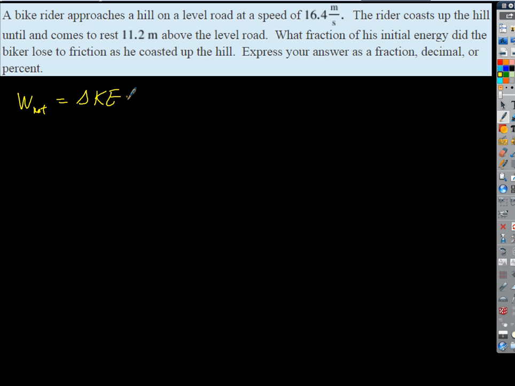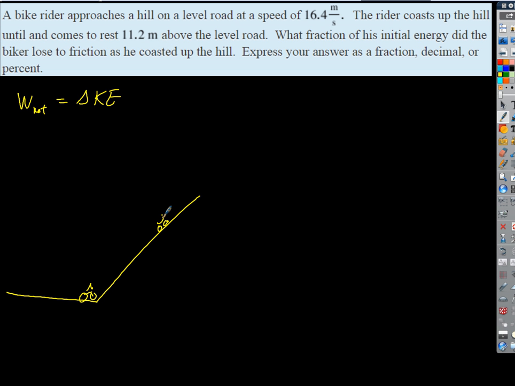Okay, so here's our picture. We've got a bike that's traveling along the level ground, right? So here's our bike, traveling along the level ground with a speed of 16.4 meters per second. It encounters a hill, and it's going to coast up the hill, and it's going to end up at some height above the level ground, right? 11.2 meters, they tell us, right? Okay, so we want to know what fraction of the initial energy did the biker lose to friction as he coasted up the hill.